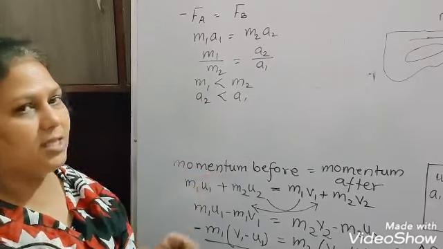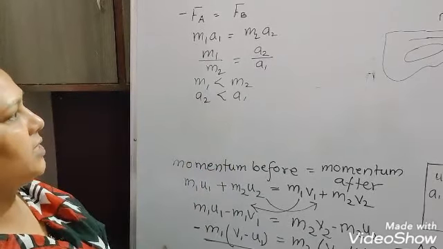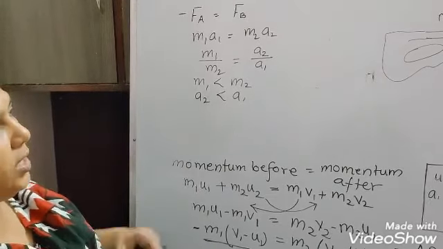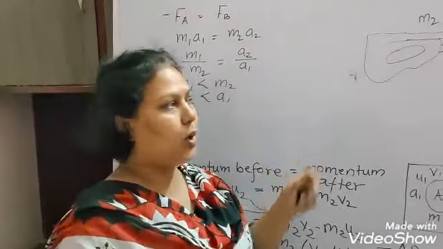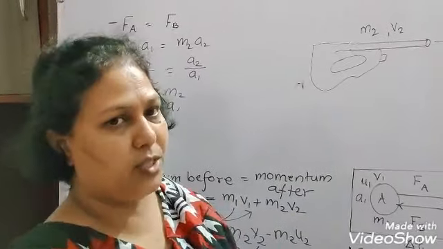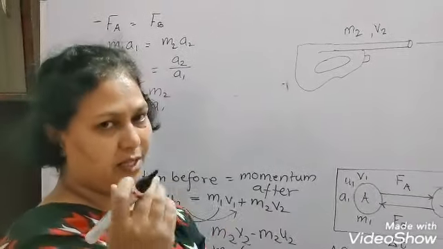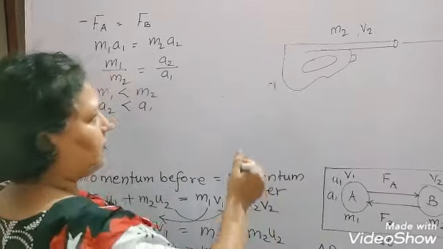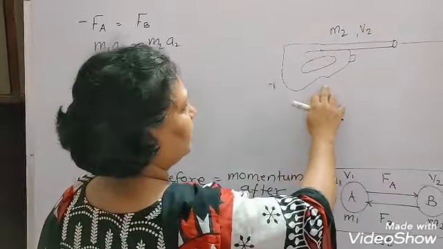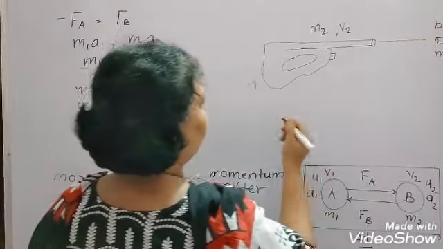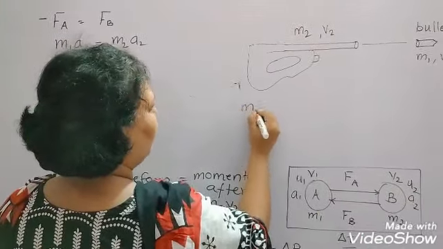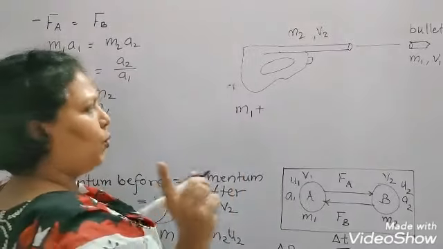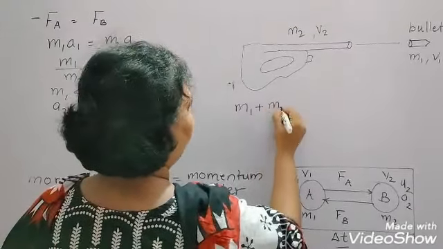Okay, that is the thing. One more example we can see here of the law of conservation of momentum, that is the recoiling of a gun. In the recoiling of a gun, initially, the bullet is loaded in the gun. Suppose the mass of the gun is M2 and the mass of the bullet is M1. So the total mass of the gun with the bullet is M1 plus M2.